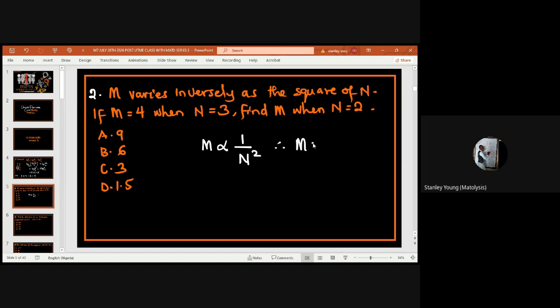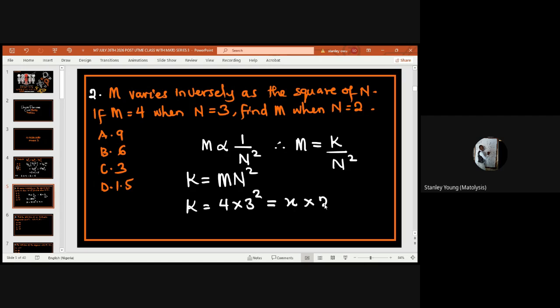It means if you change the proportionality to an equation, a constant k comes in, or any letter of your choice, right? Which also means that k could be written, when you cross multiply the expression, as m times n squared. So I can say that k equals, we are given the first value of m as 4, the first value of n as 3 squared. Then I can still say the second value of n, we don't know, let's call it x, times the second value of n, they gave it as 2, so we have 2 squared.